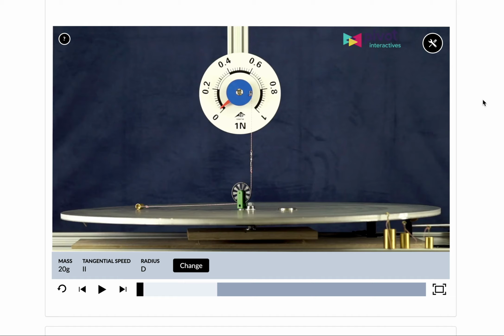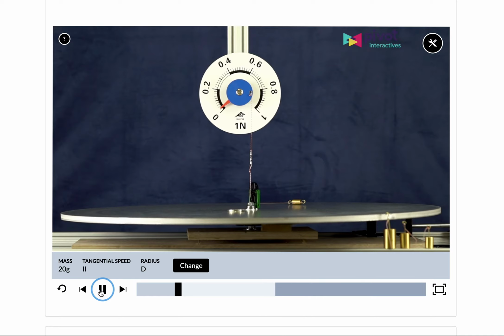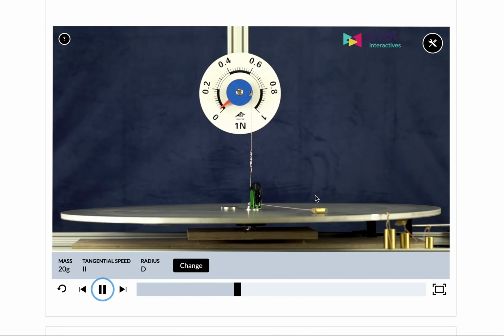So here I am in the Pivot Interactive's video environment, and we've got this setup here, a scientific model representing some object that's experiencing circular motion, and we want to measure the centripetal force on that object, right? The force that's pulling the object into a circle. So here's the general video. Got a mass sitting on a turntable.